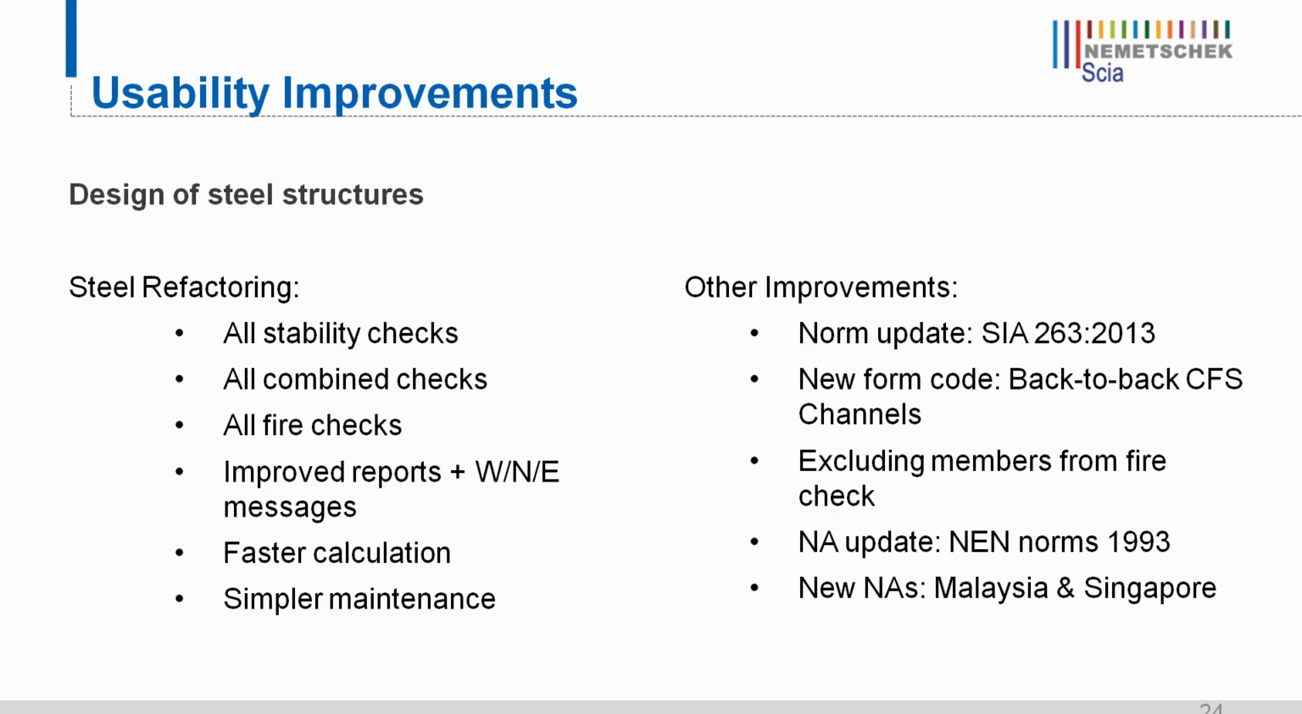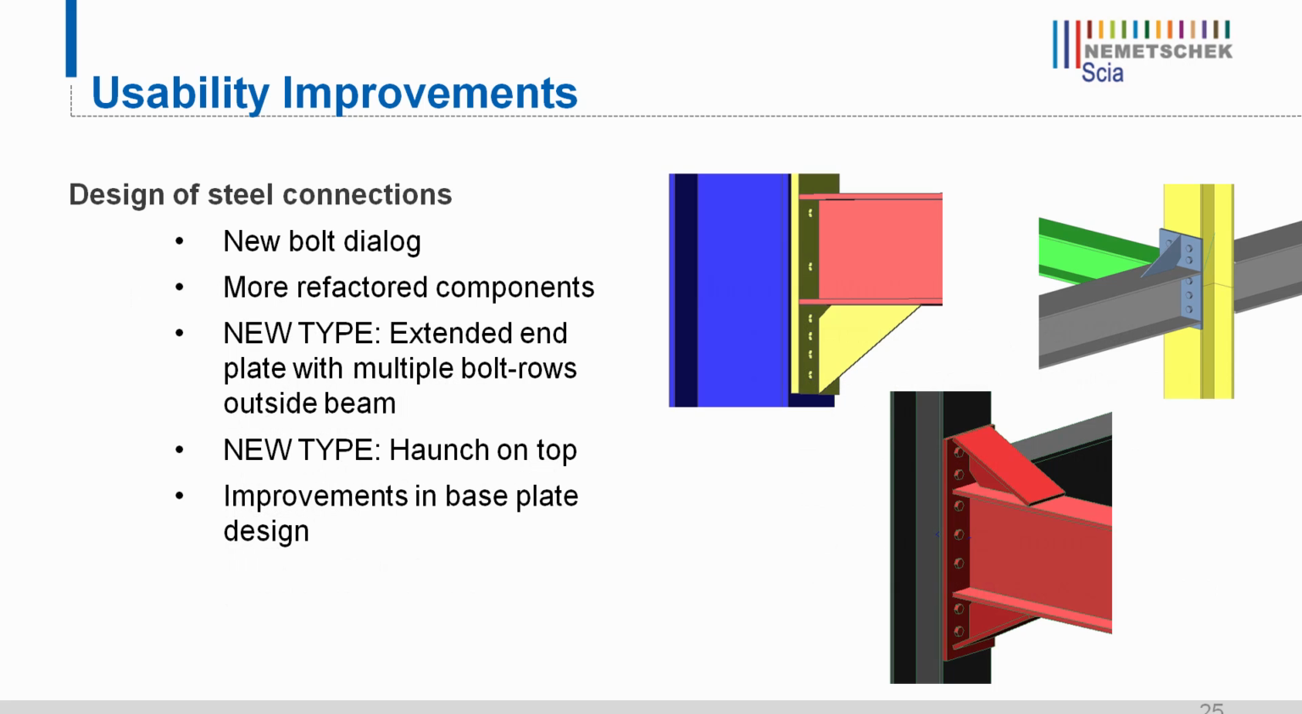Moreover, calculation reports have been improved significantly. Tabulated overviews have been extended with additional clarifications, intermediate calculation steps, warnings and notes, and clear reference to used clauses from design code or other technical publications. The changes pertain to both checks at ambient temperatures and under fire conditions. For the design of steel connections, there is a new bolt dialog and there are more refactored components. There are also new types of steel connections.